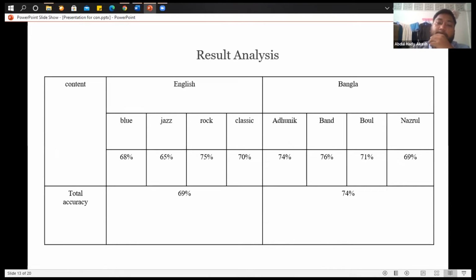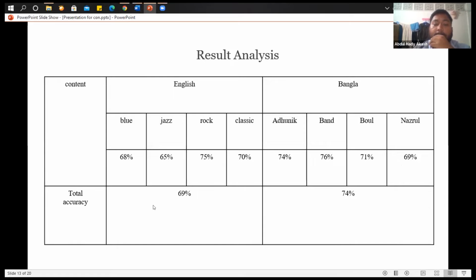After that, we come to the result analysis part. We compare it with an English music genre classification study, which shows 68 to 75% accuracy. In most cases they are under 70%, but in our classification algorithm, three genres are predicted at above 70% accuracy. It gives 74% for Adhunik, 76% for Band, 71% for Baul, and 69% for Nazrul.